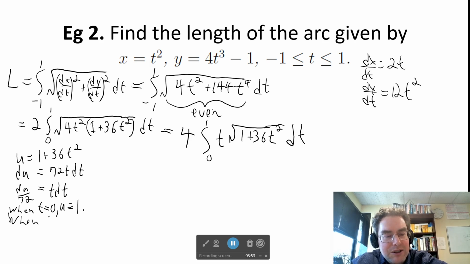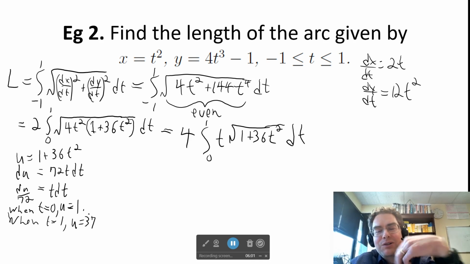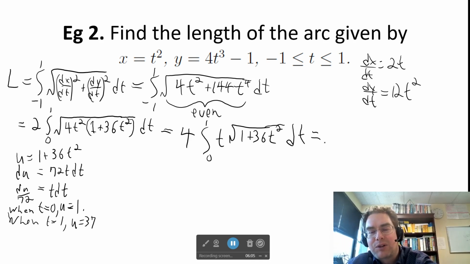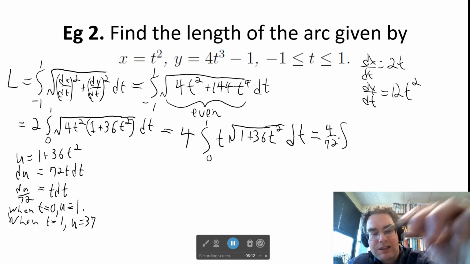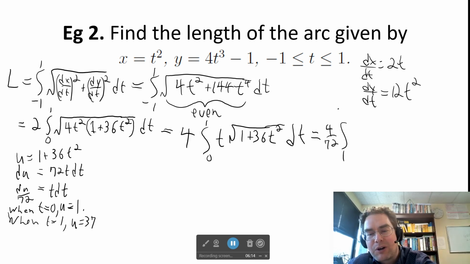Lost a bit of my work there. When t equals 1, u will actually equal 37, strangely enough. Okay, so doing our substitution then, we can pull out that 1 over 72. Now it's going to be 4 over 72 out front. The integral is now going to be from 1 to 37, and then our integrand will just be square root of u du.